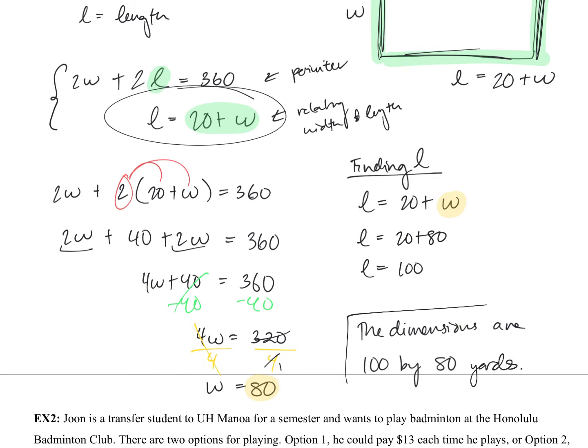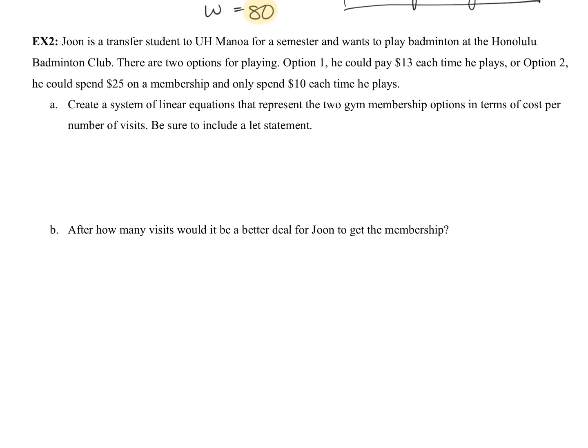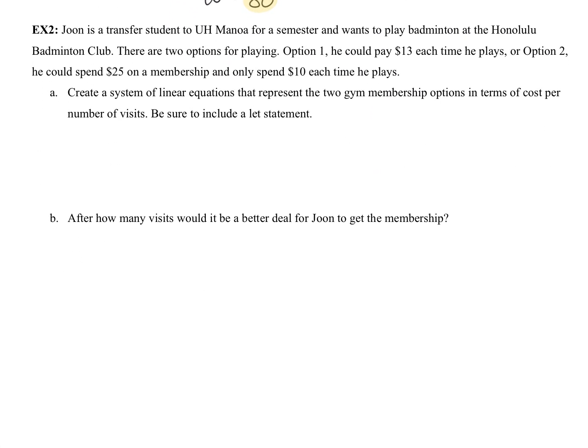Period. And we're done. Let's take a look at example 2. June is a transfer student to UH Manoa for a semester and wants to play badminton at the Honolulu Badminton Club. There are 2 options for playing. Option 1, he could pay $13 each time he plays, or option 2, he could spend $25 on a membership and only spend $10 each time he plays. Create a system of linear equations that represents the 2 gym membership options in terms of cost per number of visits. Be sure to include a let statement.